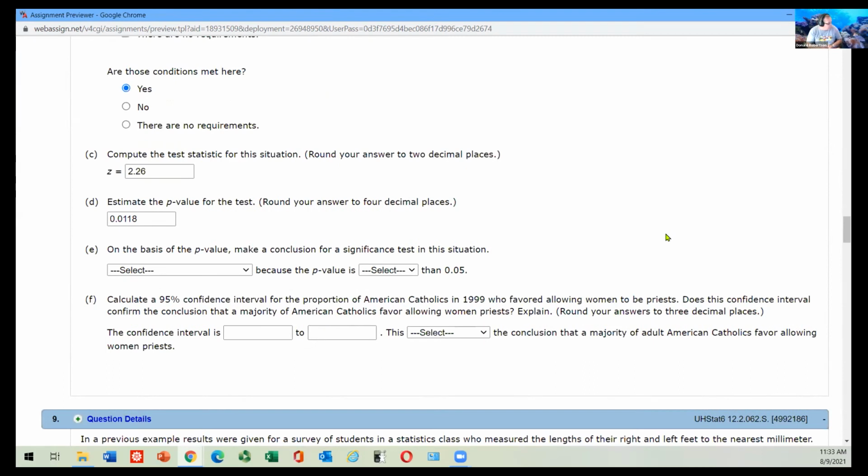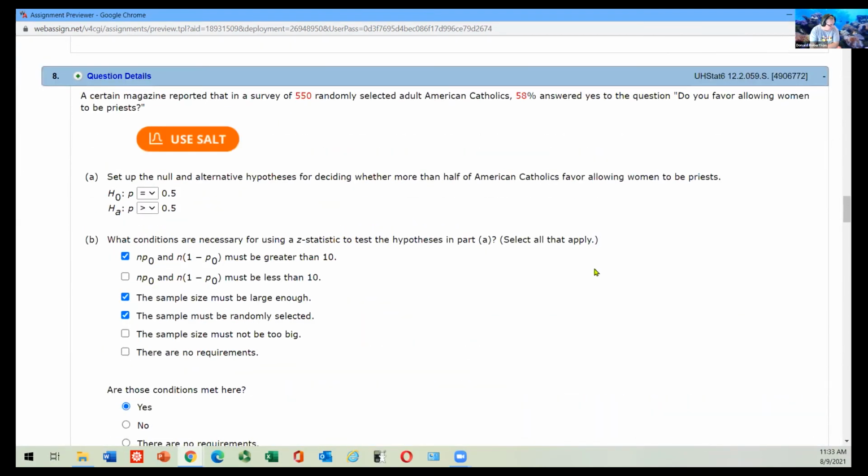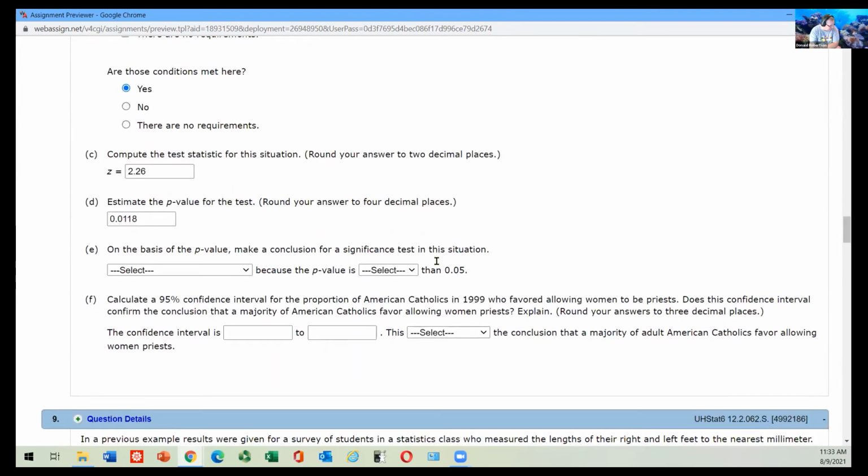Right. Now, a couple more things, and this question's on: on the basis of the p-value, make a conclusion for a significance test in this situation. Now, somewhere at the top, they should have mentioned something and they didn't, but they did mention it here. Do you see that 0.05 at the end here? Isn't that the significance level? 5%. I think they should have mentioned that at the top so that when you come to this part of the question, you say, oh, that's why there's a 0.05 there.